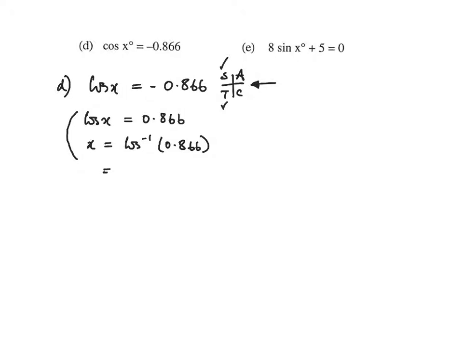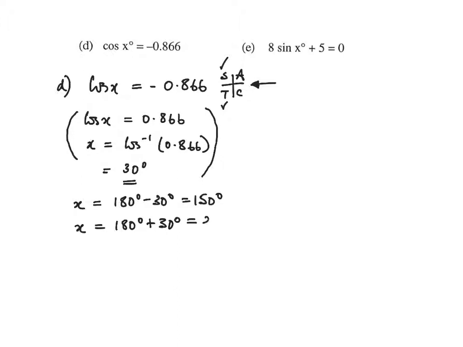So shift cos of 0.866, and that gives us 30 degrees. And it's this 30 that we're going to use in the CAST diagram. So the first answer we get is 180 degrees minus 30, which is 150 degrees. And the second answer that we get is 180 degrees plus 30 degrees. And that gives us 210 degrees.